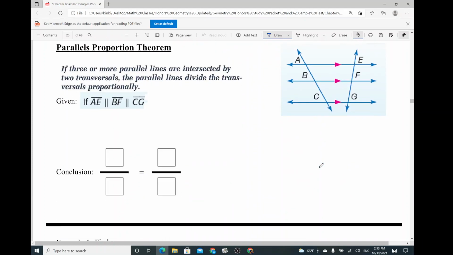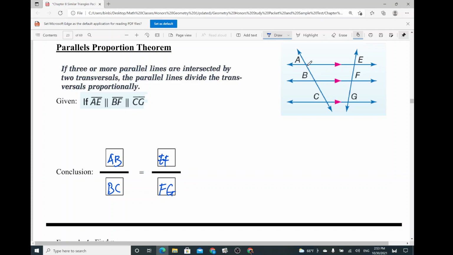So the parallel lines proportion theorem: if 3 or more parallel lines are intersected by 2 transversals, the parallel lines divide the transversals proportionally. So if AE is parallel to BF, which is parallel to CG, with those two transversals, AC and EG, therefore the conclusion is AB over BC is the same as the ratio of EF over FG.